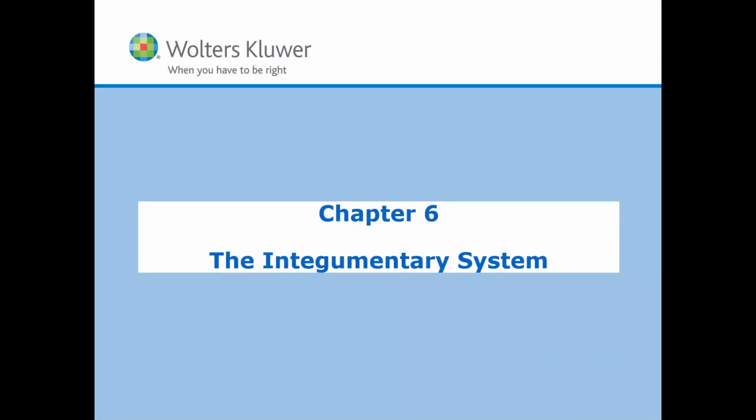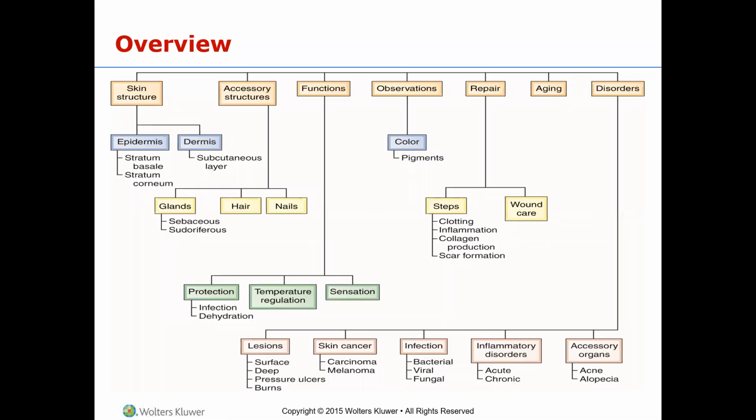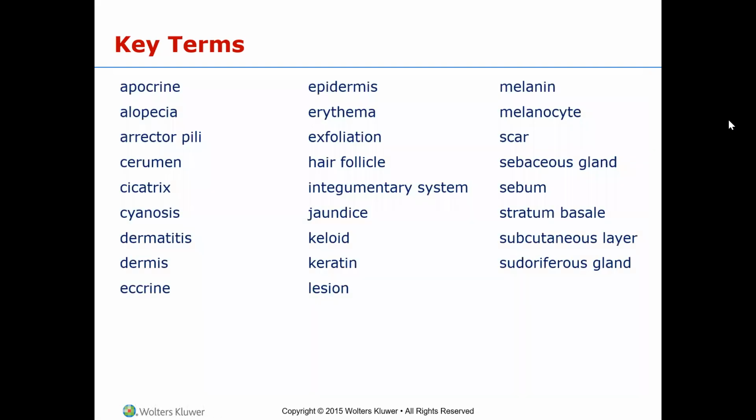Hello, everybody. I'm going to go over Chapter 6, the integumentary system today, and we will discuss as a general overview the structure of the skin, all of the accessory structures, their functions, and any observations in terms of color for the skin, what goes into the repair of the skin, and what happens with aging, etc., and some of the disorders. So let's begin.